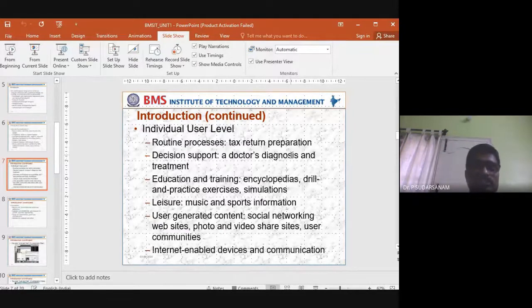And user communities. Next one is the internet, enabling devices and communications. Without the internet we cannot do anything. Nowadays the most important thing is the internet. Without food we can stay one day or half a day or a quarter day, but without mobile, without internet, we cannot live.